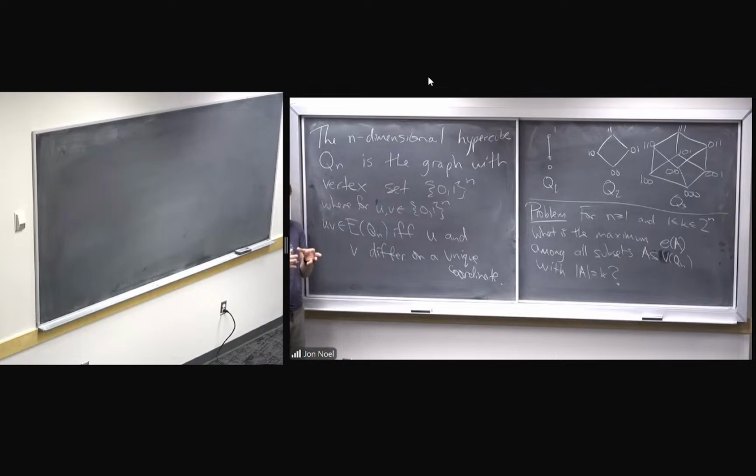So you've got a fixed budget in terms of the number of vertices you're allowed to pick, right? You can pick k vertices, and I want to enclose as many edges as possible within those k vertices. This is kind of like, in other areas of math like geometry, what you might call an isoperimetric problem.